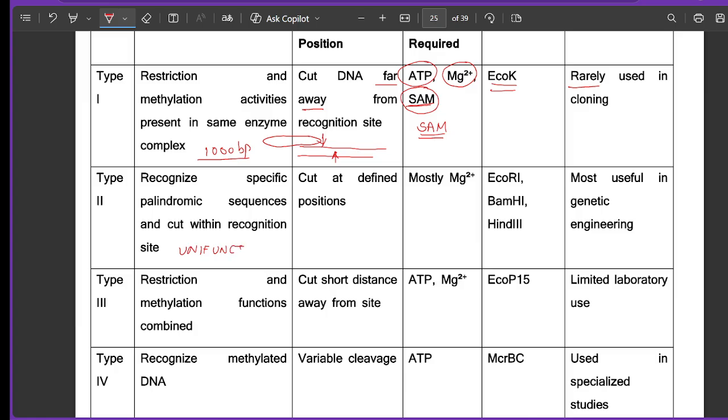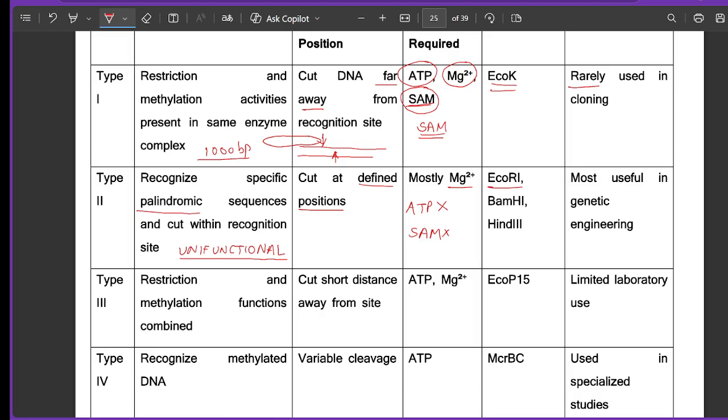It means that either it can have restriction activity, or it can have the methylation activity. It generally recognizes a palindromic sequence, and then only it will act upon. It cuts at the very defined position, and always it will do the same thing. So it can be trusted upon. It does not require any ATP, it does not require any SAM, it only requires magnesium for the functioning.